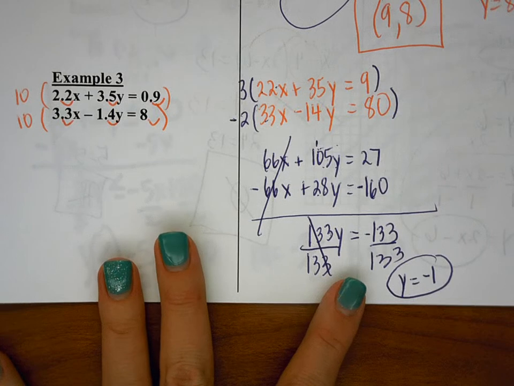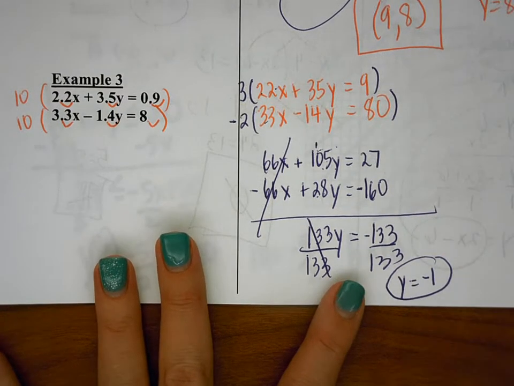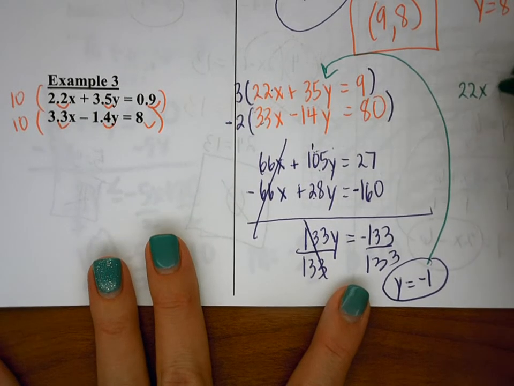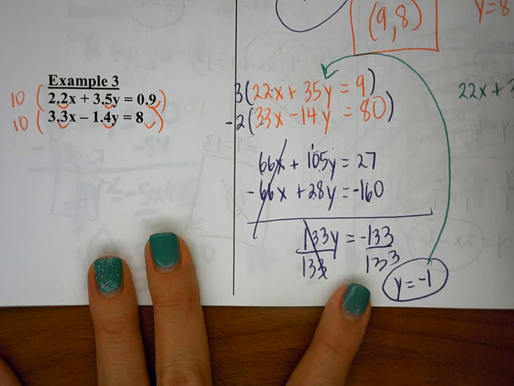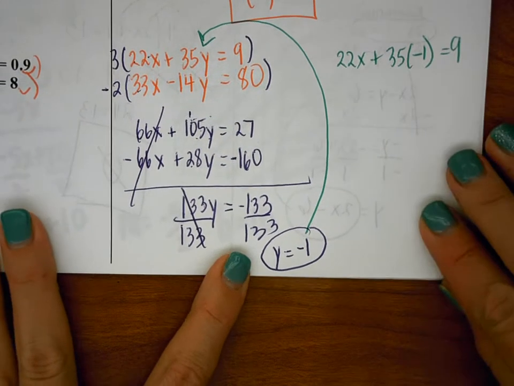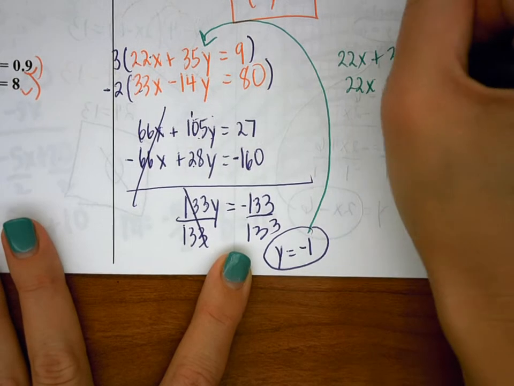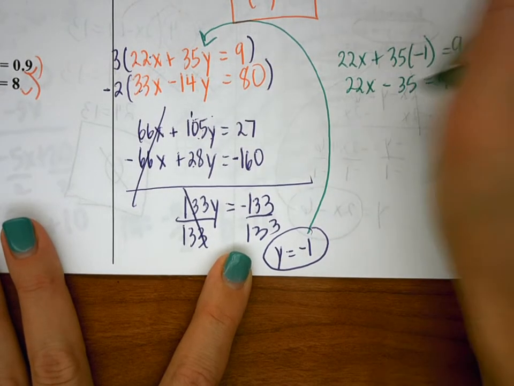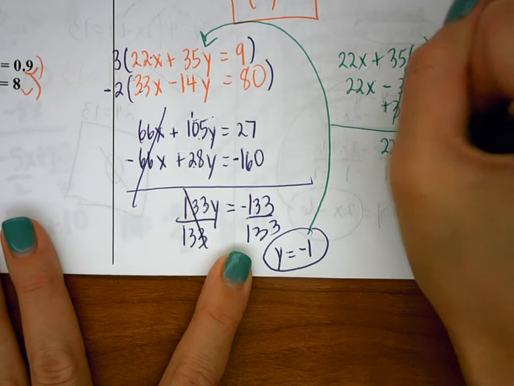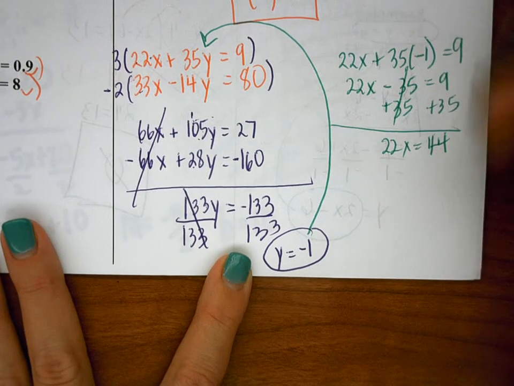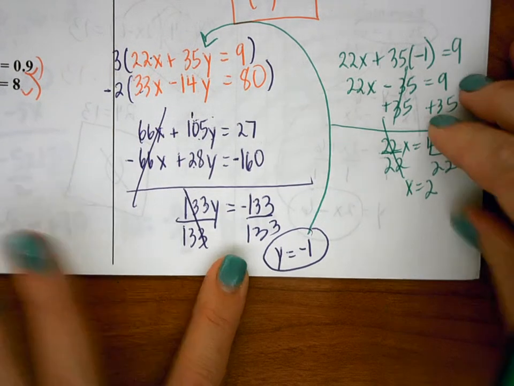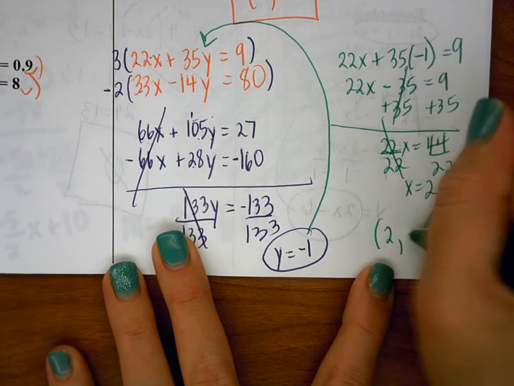So now we take this. I'm going to go ahead and plug it into the first equation. You can plug it into any one you want to. So if I do that, I have 22x plus 35 times negative 1 equals 9. Oops. 35 times negative 1 is negative 35. So I have 22x minus 35 equals 9. We add 35 to both sides. 22x equals 44. We divide by 22 to both sides, and x equals 2. So my answer for this ordered pair, 2 comma negative 1, is correct.